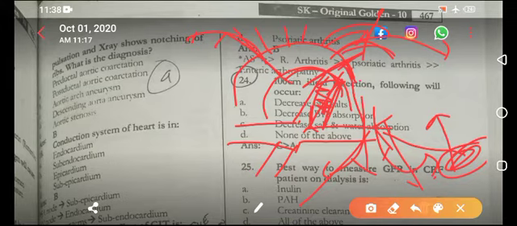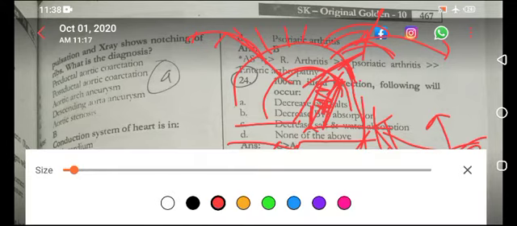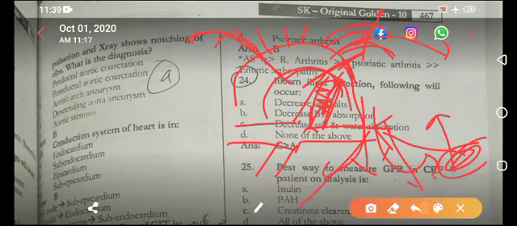Now, this is actually coarctation of aorta. We have three classifications of this. One is preductal, if it occurs proximal to the ductus arteriosus. Another is juxtaductal, if it occurs at the level of the duct. And then there is postductal, if it occurs beyond the ductus arteriosus.